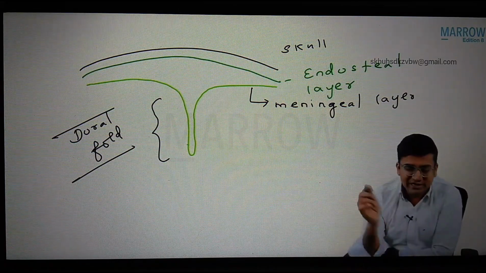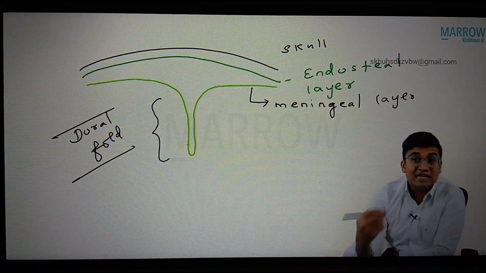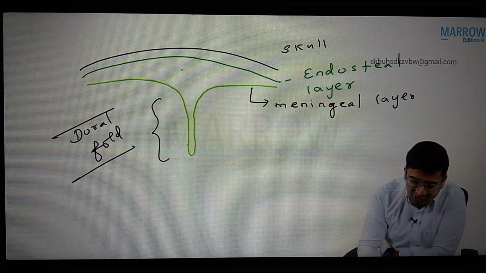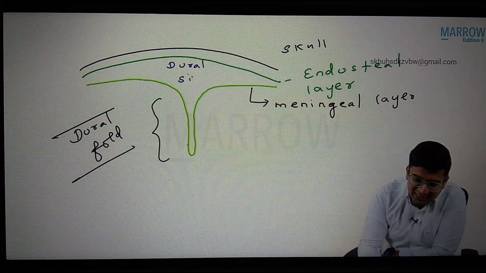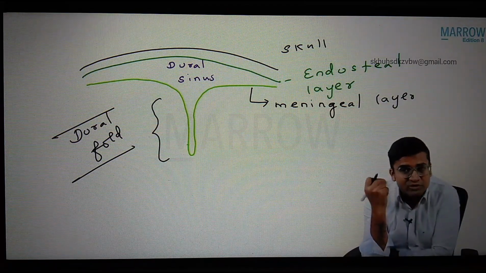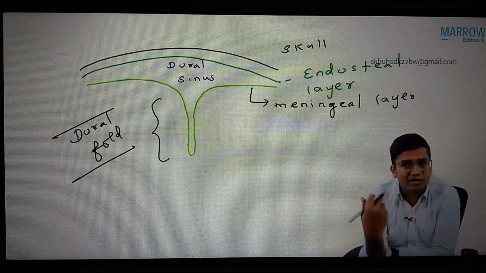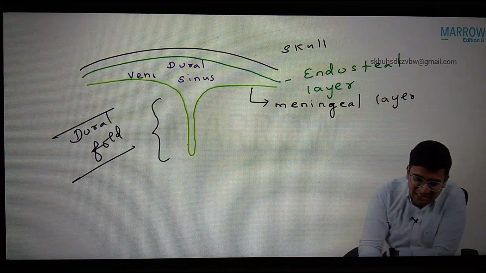Now between the two layers of dura, we have a space. Spaces are called sinus. So this space is called dural sinus. So what is dural sinus? Dural sinus is the space between the two layers of dura and that is filled with blood. What type of blood? Venous blood. So this space is called dural venous sinus.